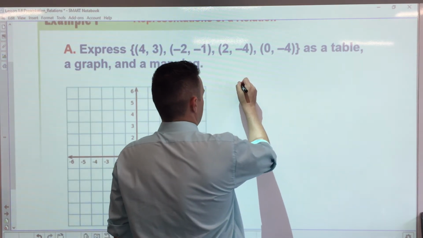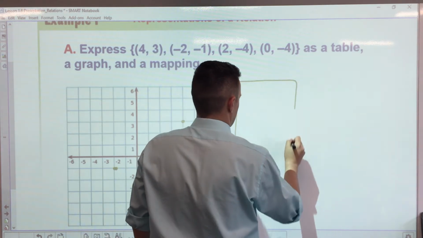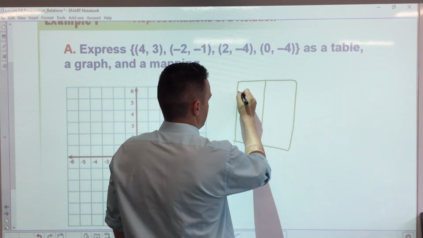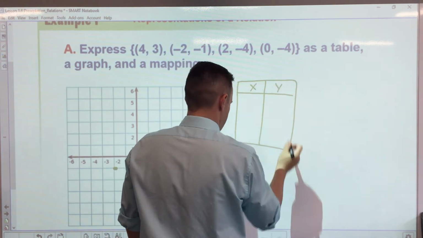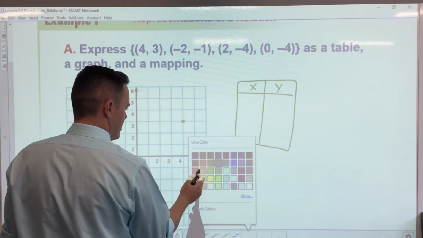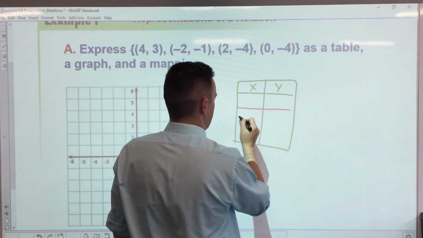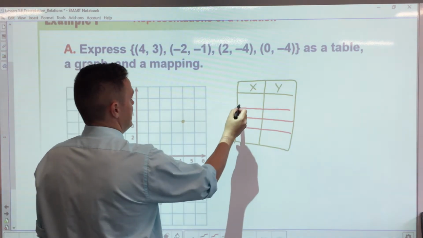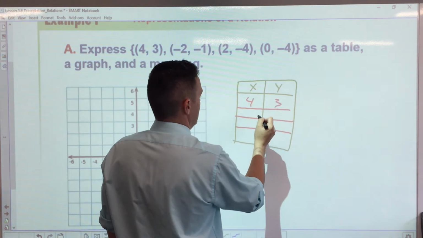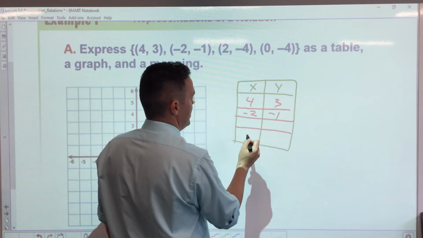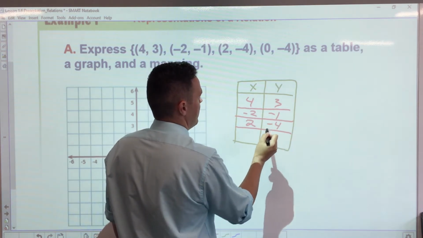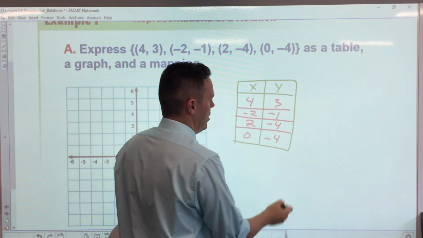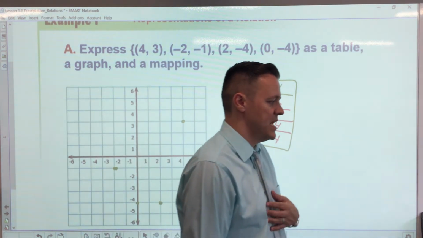The table is going to be set up like this: X, Y. Your X, Y tables. 4 points, 4 lines, so it's simple. The table is 4, 3; -2, -1; 2, -4; 0, -4. I want to make sure you guys understand what the tables are.